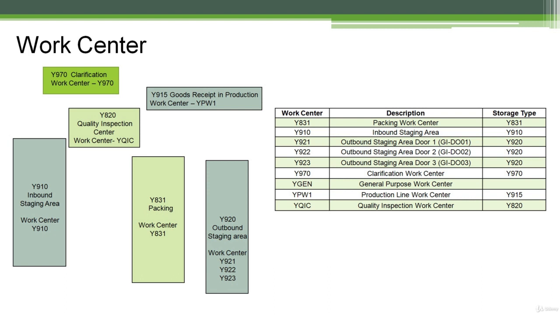Again, an important point to note: in the outbound staging area, we have 3 work centers, Y921, 922 and Y923. These are dedicated work centers for each staging area, because we will have separate printers over there. We can do separate packing in the staging areas. These are the different work centers that are created in the system. So these were all the feature elements that we are going to use for our testing.